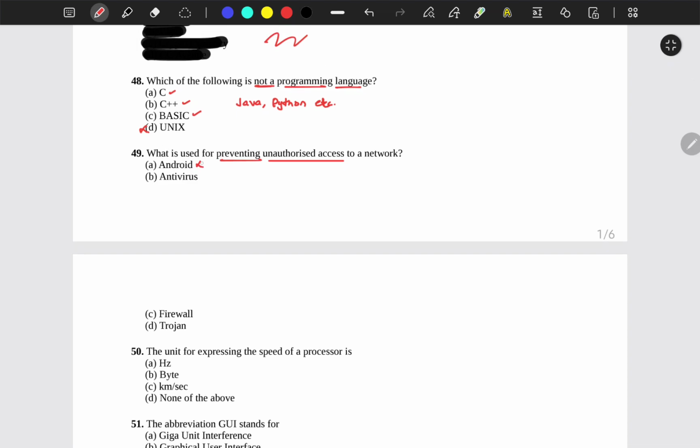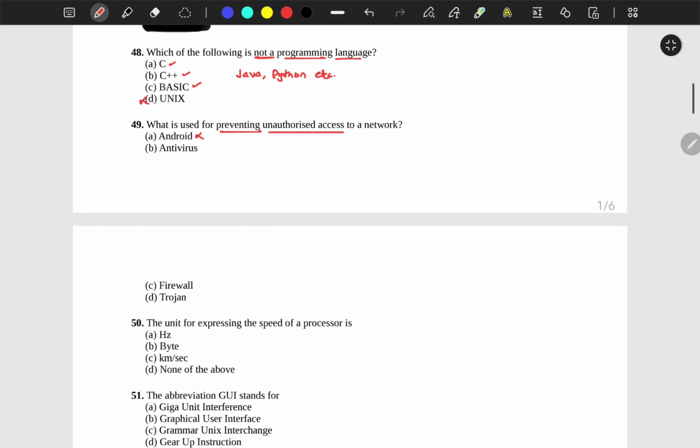Android, because Android is like the user interface, right? That you have Android phones and all. Antivirus it cannot be, because antivirus is what removes virus.